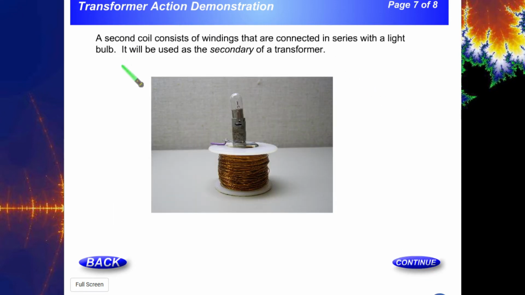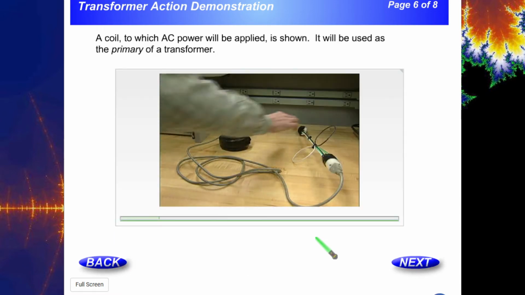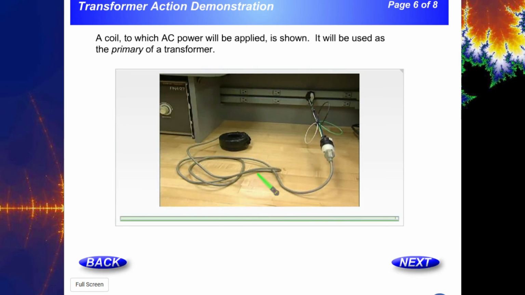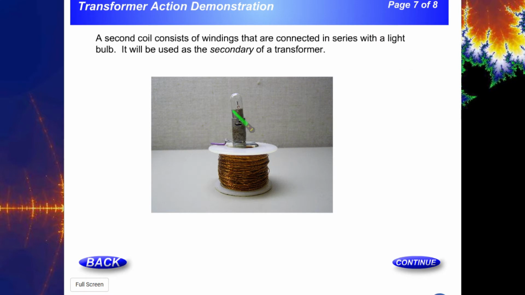It says a second coil. This time it's wrapped around, with this coil back here. It's wrapped around the outside of there's nothing in the middle here. It's just wrapped in a coil. Here, it's actually wound around this piece of plastic, and it's connected to this light bulb here.